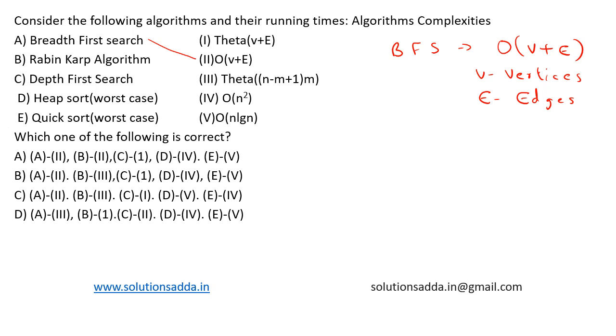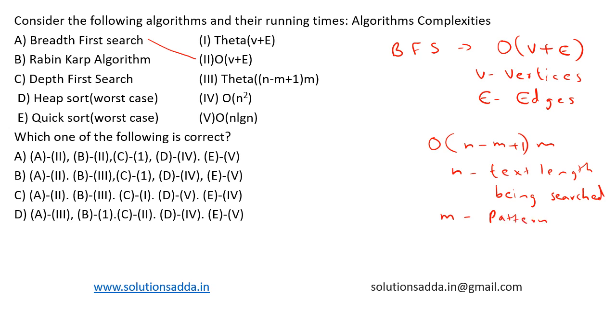Now second one is Rabin-Karp. The time complexity of Rabin-Karp algorithm is often defined as order of or theta of (n minus m plus 1) times m, where n represents the length of text being searched, that is text length, and m represents the length of pattern being searched for, m pattern length. This is Rabin-Karp algorithm. So B can be mapped to 3.